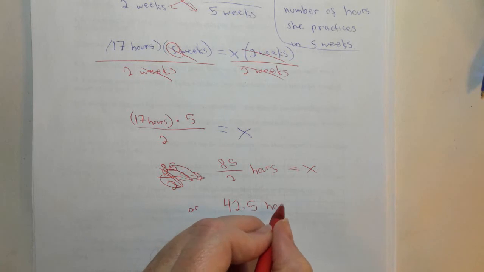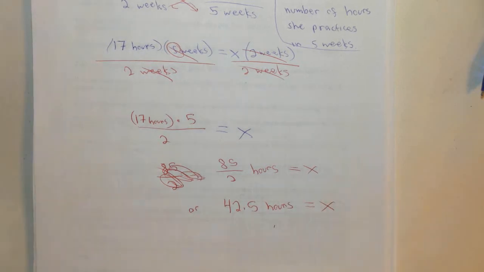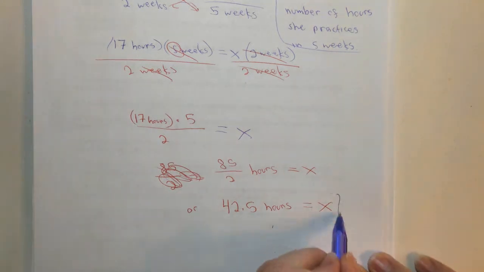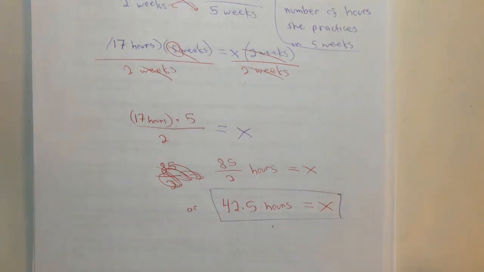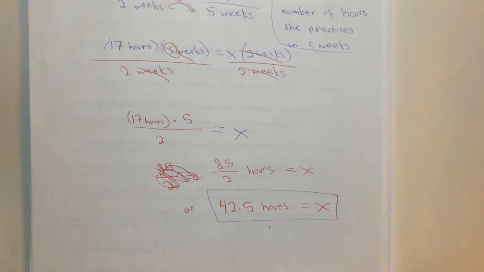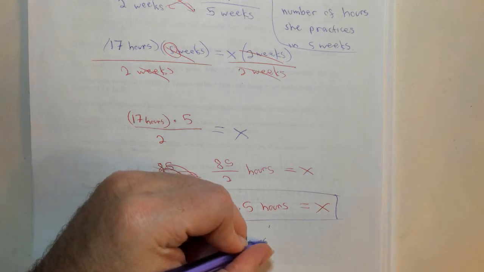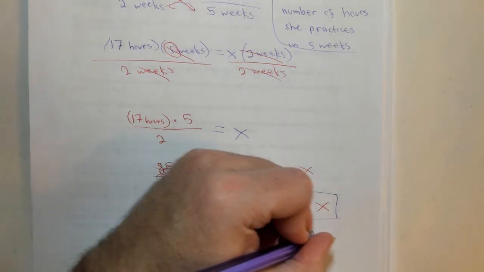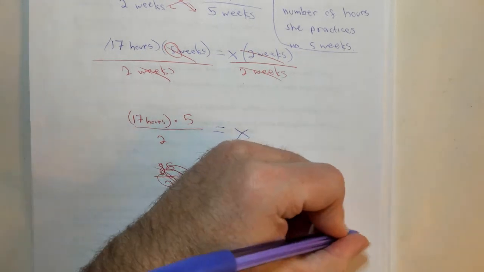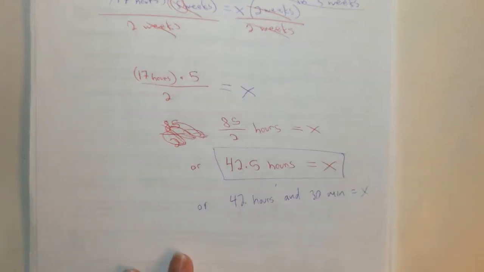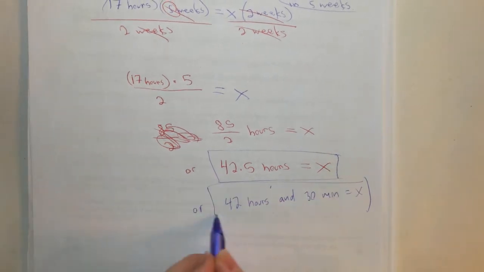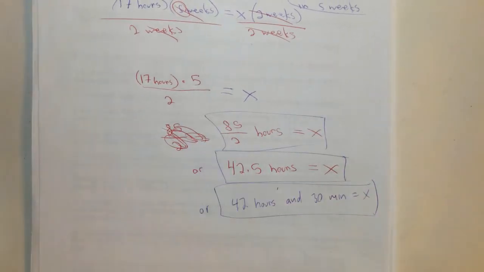or 42.5 hours equals X. So either of these answers is fine. Most students are probably going to use that. We don't really say 85 over 2 hours when we're talking about time. We would say 42.5, or more likely 42 hours and 30 minutes. Something like that. But any of these are fine. Exact values, no rounding unless stated otherwise.